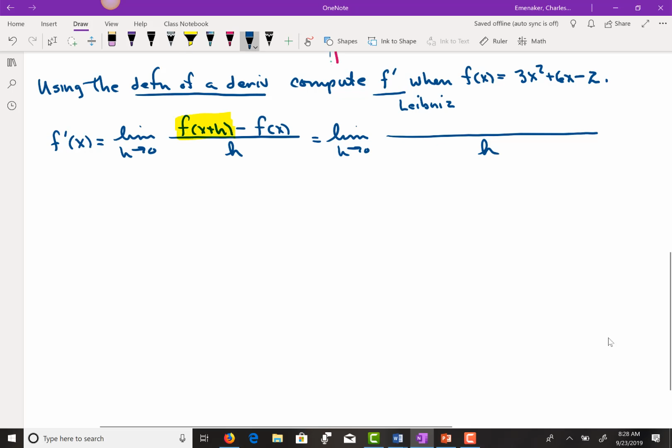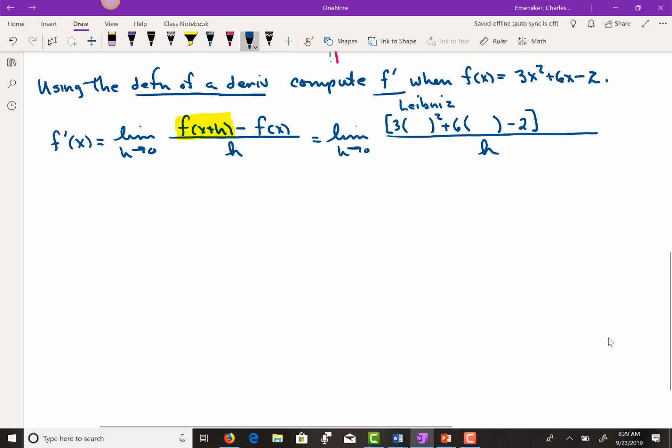That means we copy down whatever our function is. Okay, I'm just going to copy down whatever the function is. It's 3 times something or other squared plus 6 times that same something or other minus 2. And I'm going to put it in brackets so we can see that that's the function. Does everybody understand what I just did? In the definition of the derivative, in the term highlighted in yellow, it says f evaluated at x plus h. So the first thing I did is I copied down what f is.